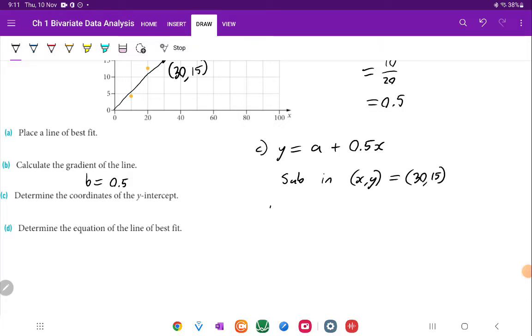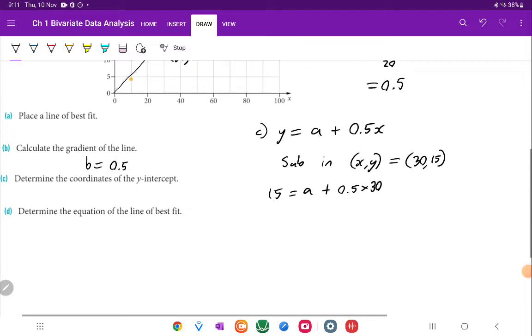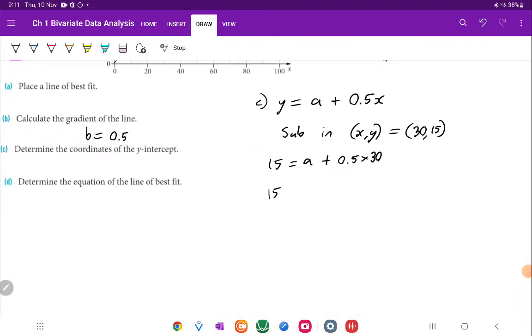So where I see a y, I'm going to replace it with 15. Where I see an x, I'm going to replace it with a 30. So 0.5 times 30. Now 0.5 times 30 happens to be 15. Take 15 from both sides, and we get our A value just like that. 0 is equal to A. So that's my y-intercept. A is equal to 0. Therefore, my equation is y equals 0 plus 0.5x, or another way of writing that is just 0.5x. Your choice.